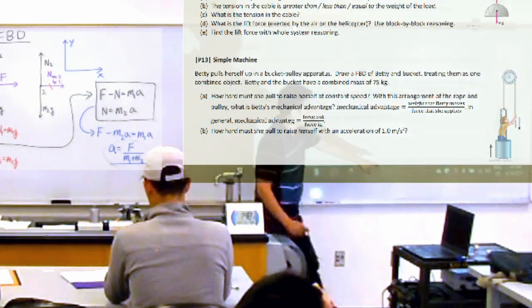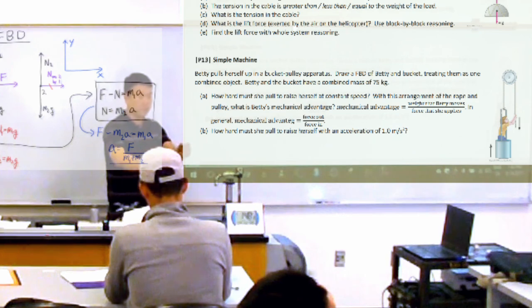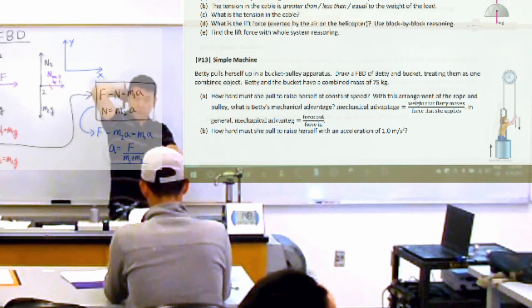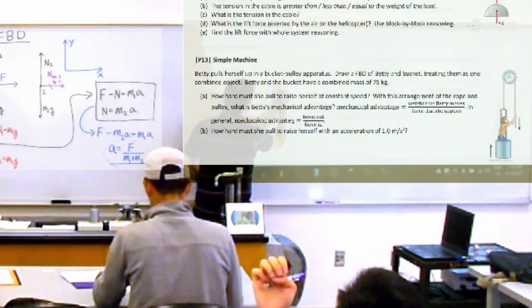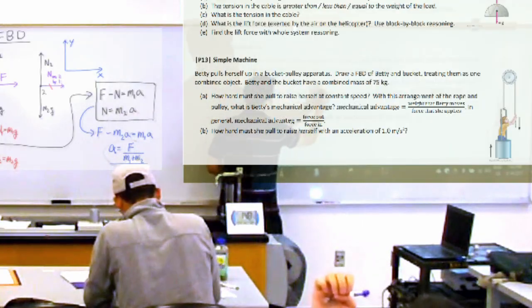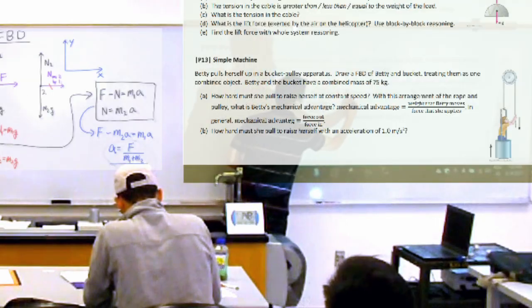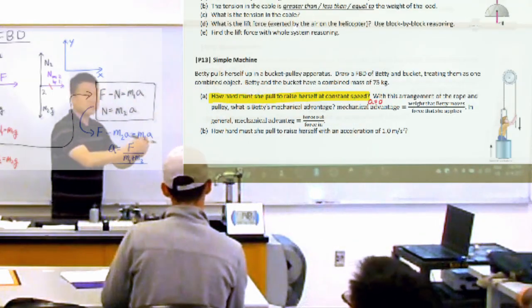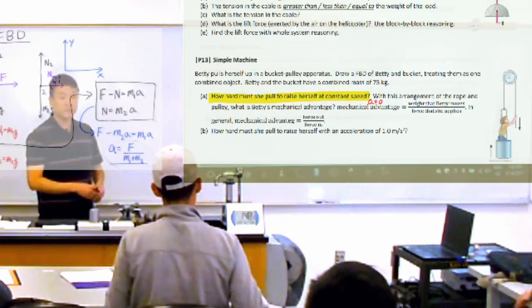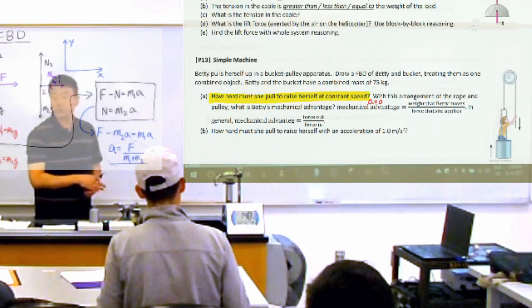So this is the picture here. Someone's in a bucket, and she's pulling on a rope which goes over a pulley and is attached to the bucket. And the question is this: how hard must she pull to raise herself at constant speed? Or in other words, acceleration equal to 0. How hard does she have to pull so that she doesn't accelerate? So try going through this.